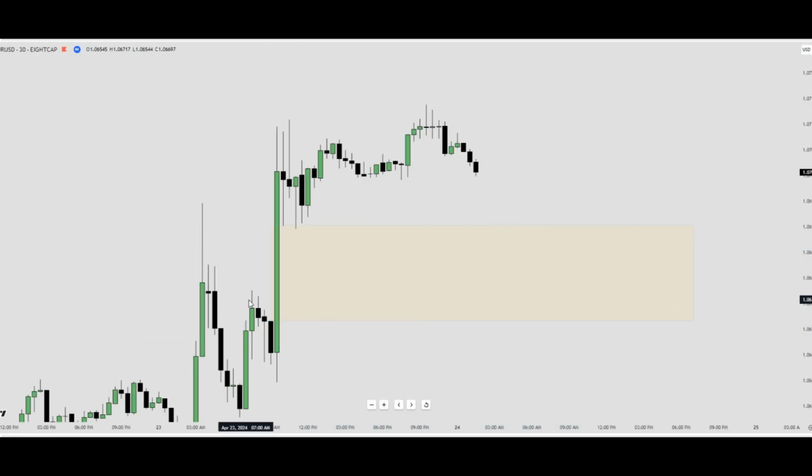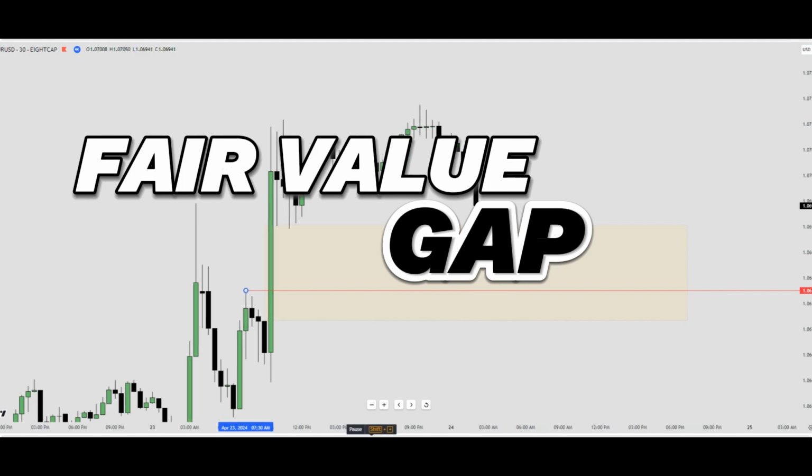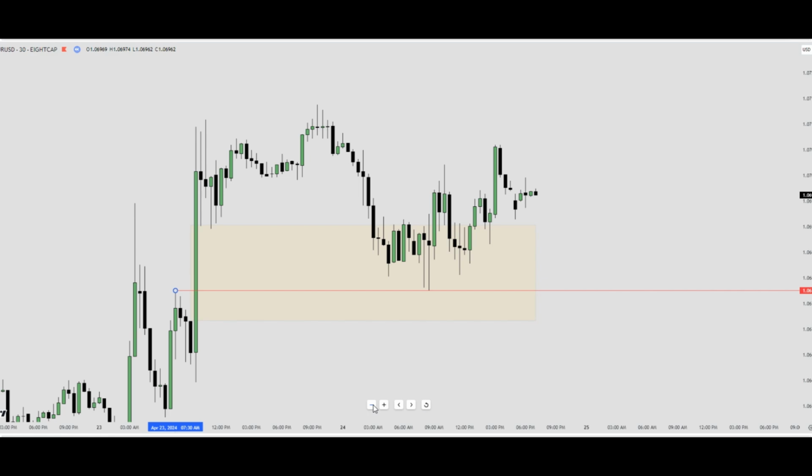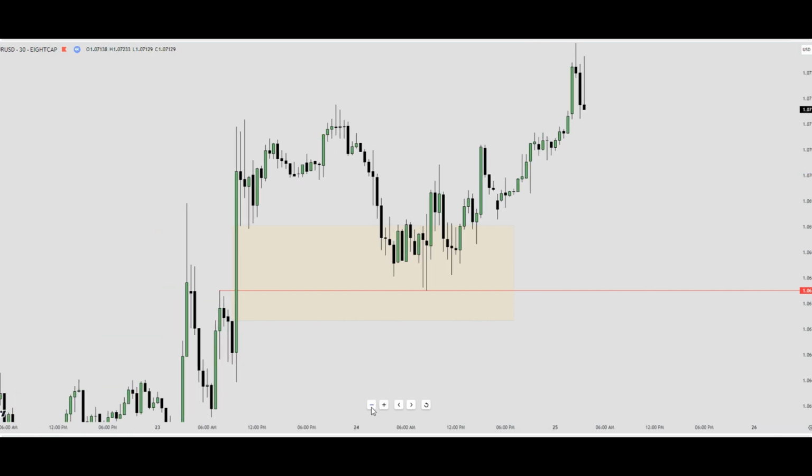In this video, we'll be discussing fair value gap and liquidity inducement. So let's go over the concept and strategy surrounding fair value gap and liquidity inducement. Taking a look at this PDF right here, we can see this piece of price action. Price is predisposed to go higher right here. In other words, price is bullish.